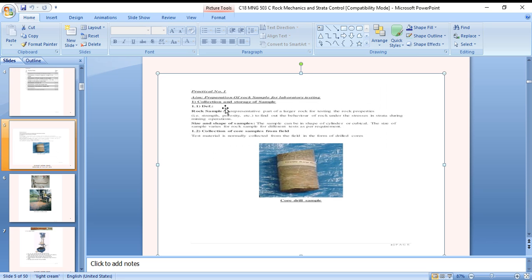So here, the rock sample: the aim of preparation of the rock sample for laboratory purposes, the collection and storage of the samples.